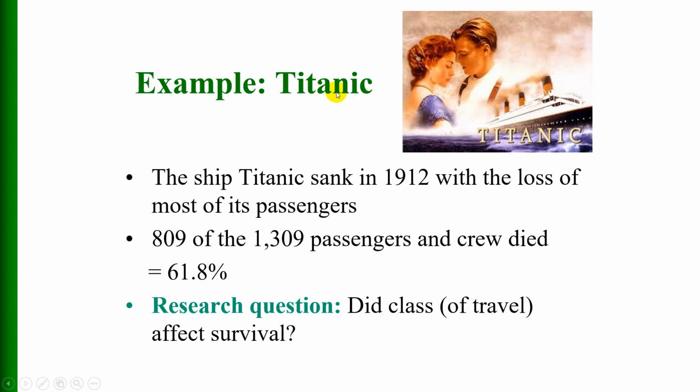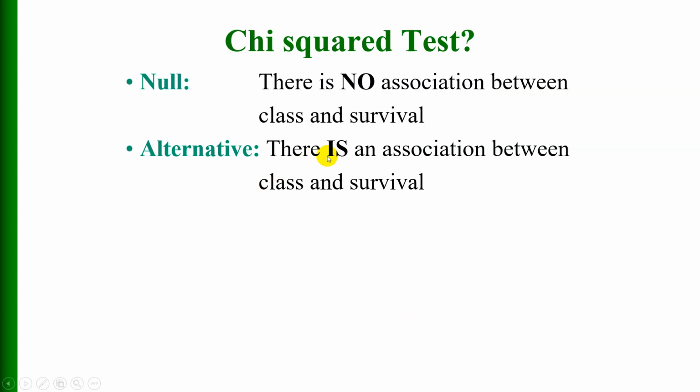Here is an example of the Titanic. The ship Titanic sank in 1912 with the loss of most of its passengers, and according to reports, 809 of the 1309 passengers and crew died, and that means that 61.8% died in the sinking of the ship. Now the research question is, did class of travel affect survival? What does it mean? So here we will use a chi-square test because the two variables are categorical.